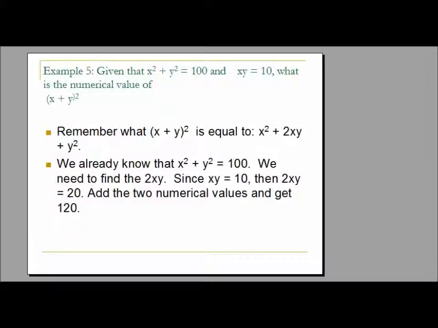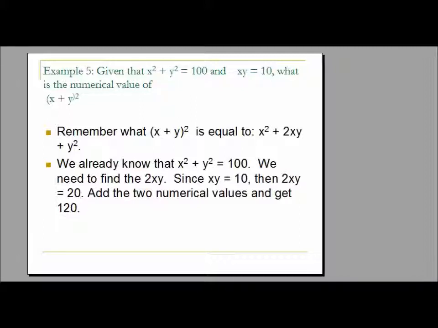Example 5. Given that x squared plus y squared equals 100 and xy equals 10, what is the numerical value of (x plus y) quantity squared? Remember what (x plus y) quantity squared is equal to. It's equal to x squared plus 2xy plus y squared.